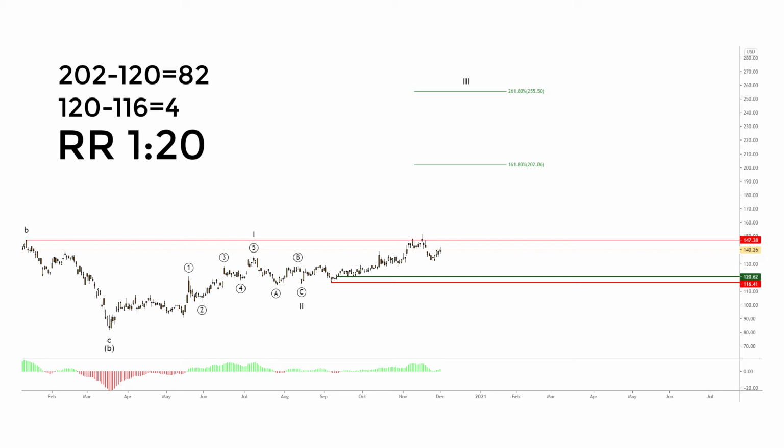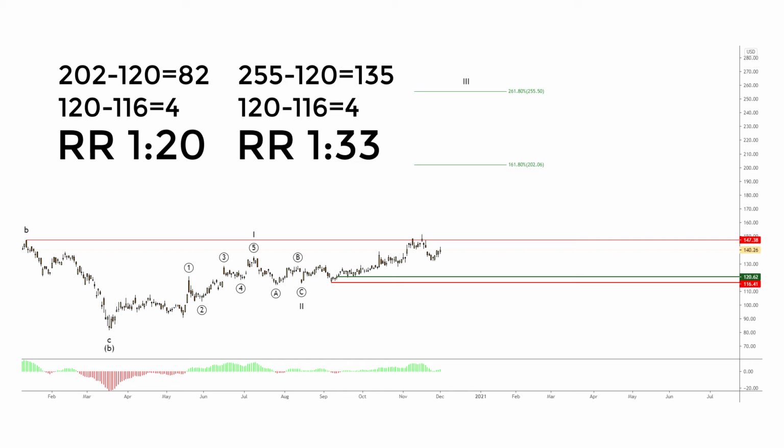This is what trading is about. Big gains with smallest possible risk. Wait until you see how insane the risk to reward ratio is to my preferable target at the 261.8% extension, or 255. It is an astonishing 1 to 33.